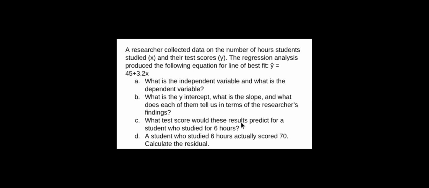C. What test score would these results predict for a student who studied for 6 hours? So you simply plug in 6 instead of x, and you do 45 plus 3.2 times 6. And if you put that in the calculator, you get 64.2. So that's the answer. D. A student who studied 6 hours actually scored a 70. Calculate the residual. So the residual is 70 minus 64.2, which is equal to 5.8.